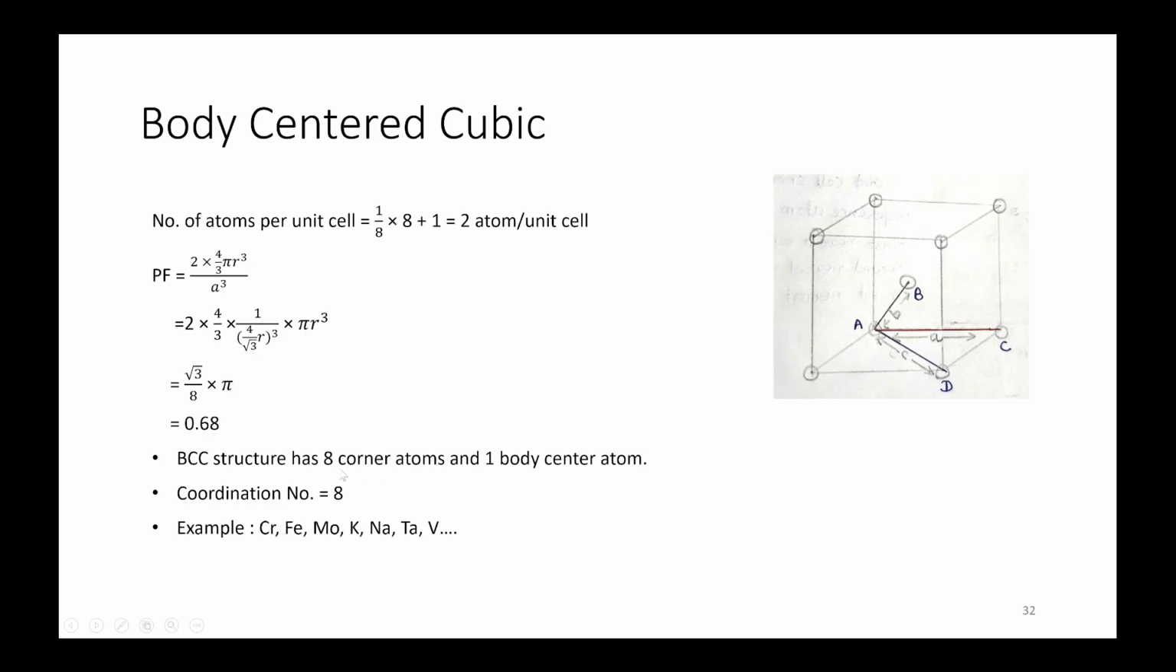Now BCC structure has 8 corner atoms and 1 body center atom. So the coordination number will be 8. Like we can see here, for this atom, nearest neighbors will be all these atoms at the 8 corners, so it has coordination number 8. Now examples of body centered crystal structure are chromium, iron at lower temperatures, not at higher temperatures, where it will be in FCC form, and molybdenum, potassium, sodium, tantalum, vanadium, which all solidify in BCC structure.